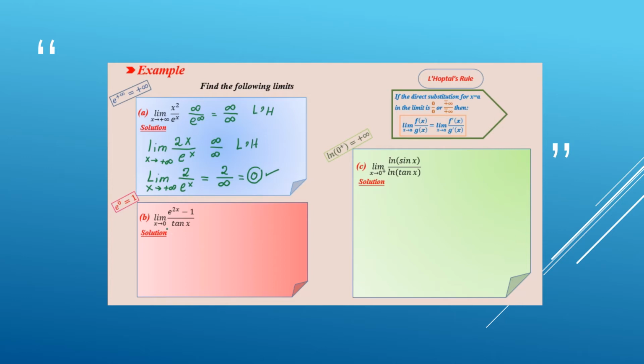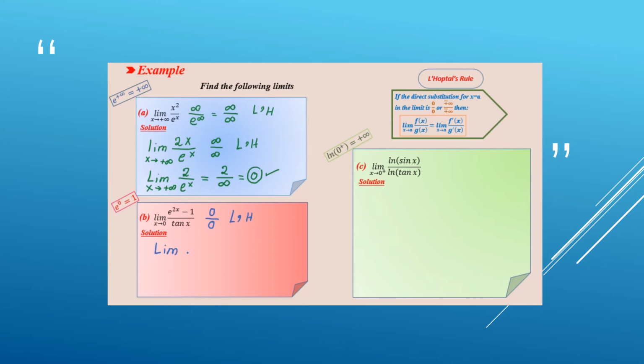For the second question, we have the limit of e to the power 2x minus 1 divided by tan of x when x goes to 0. So you have to make direct substitution to find if we can use L'Hopital's rule directly. So e to the power 0 equals 1, minus 1 is 0, over tan of 0, which is 0. So since the direct substitution is 0 over 0, we can use L'Hopital's rule directly, and you have to find the limit of the derivative up over the derivative down.